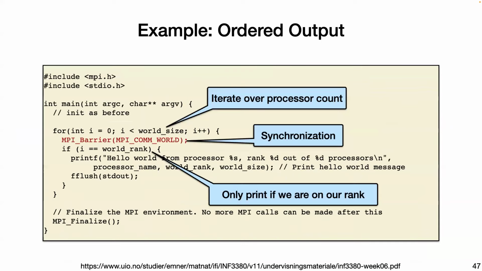Oh yeah, but here I forced it through this if condition. Everybody has to get here, and then you're iterating from zero up to world size, and only if your rank is equal to the current index that we're at will you print your thing.